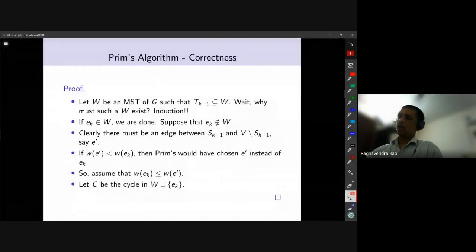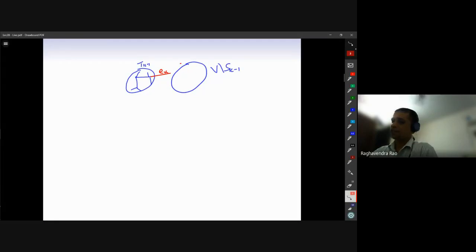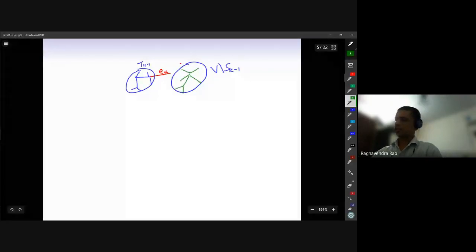Now we'll assume without loss of generality that ek is not an edge in W. Intuitively, this is very similar to our earlier analysis of greedy algorithms, where you assume the kth iteration is the first place where the algorithm differs from any of the optimal solutions. It's pretty much that. So we are assuming that W does not have ek. W has other edges. W also has these blue edges along with the green edges.